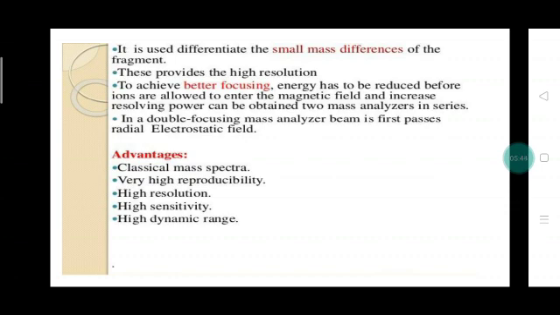In double focusing mass analysis, the beam first passes through a radial electrostatic field. Advantages of the double focusing mass analyzer: it has classical mass spectra. It produces very high reproducibility, having high resolution power, high sensitivity, and high dynamic range.